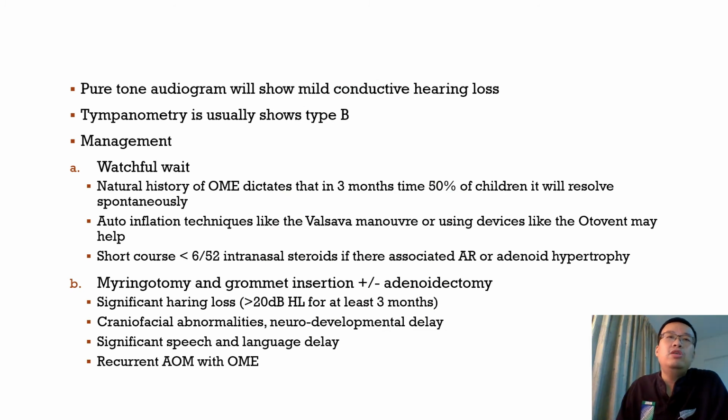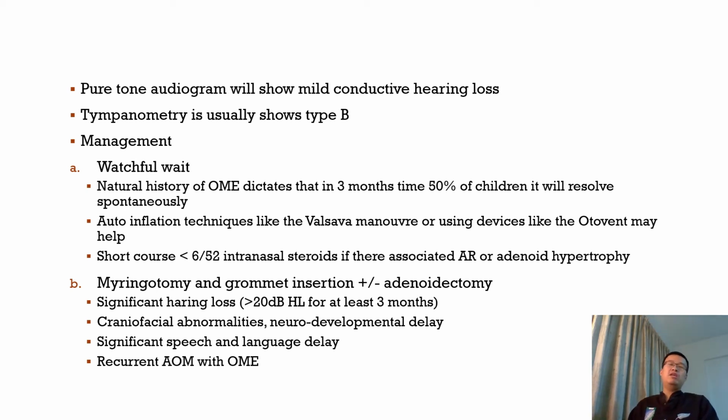Now, you will do a pure tone audiogram, which will actually show a mild conductive hearing loss. A tympanometry will usually show a flat type B. Now, management-wise, you can watchfully wait. If there's no infection, the natural history dictates that in 3 months' time, 50% of children will resolve spontaneously. Now, autoinflation techniques like Valsalva or even an Otovent may be helpful. Okay, not a short course of antibiotics, but intranasal steroids of less than 6 weeks.